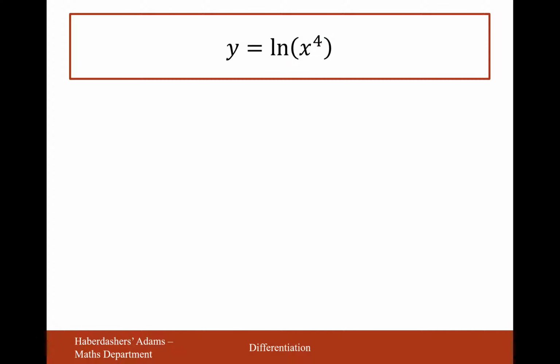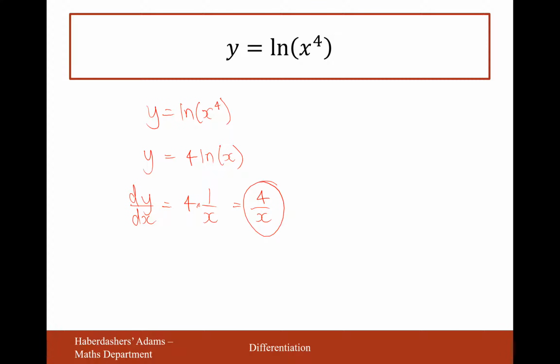Okay, so next one we have ln x to the 4. Remember, with these we can use cheeky little laws of logs to help us with this question. We can rewrite this. If it's a power inside the bracket, it's a scale factor outside the bracket. So now it's just 4 multiplied by ln x. So the answer to the derivative is going to be 4 times the derivative of ln x, which is 1 over x. And 4 times 1 over x is 4 over x. So that's the answer to this question.